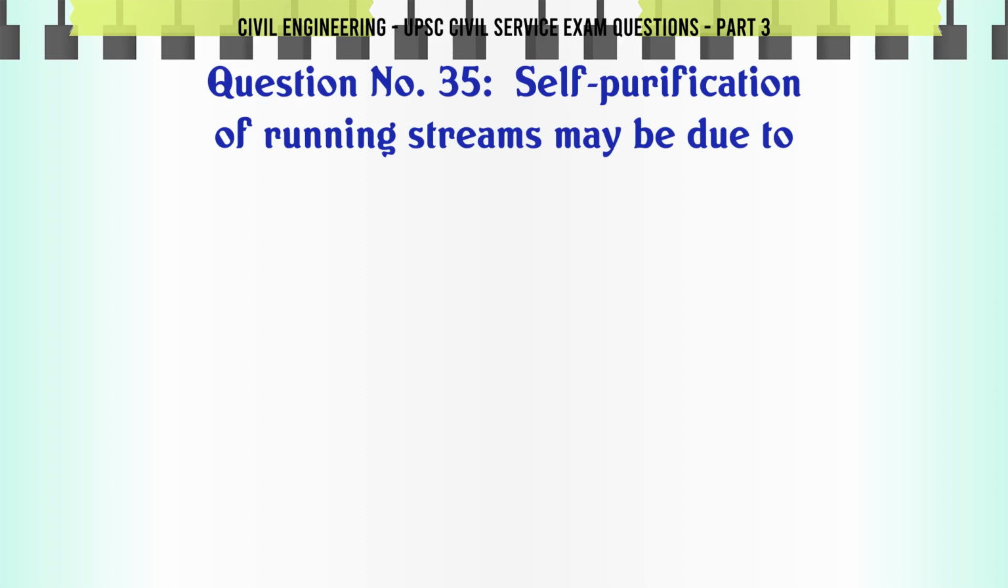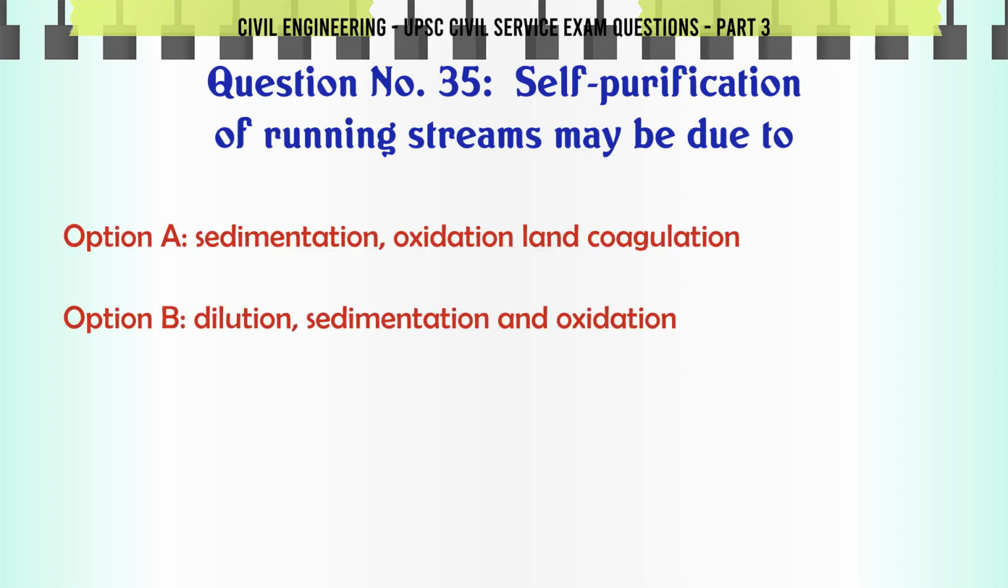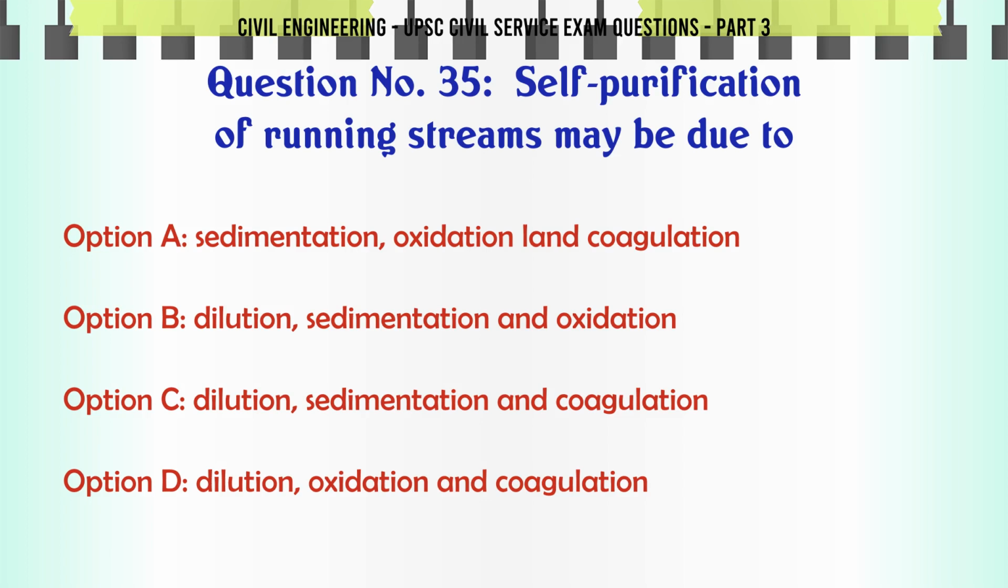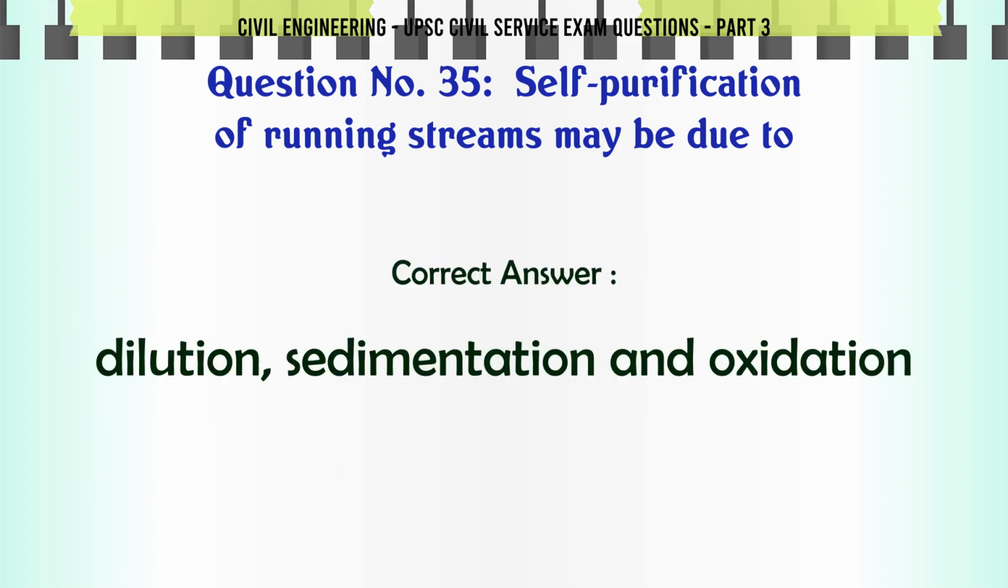Self-purification of running streams may be due to A. Sedimentation, oxidation and coagulation. B. Dilution, sedimentation and oxidation. C. Dilution, sedimentation and coagulation. D. Dilution, oxidation and coagulation. The correct answer is dilution, sedimentation and oxidation.